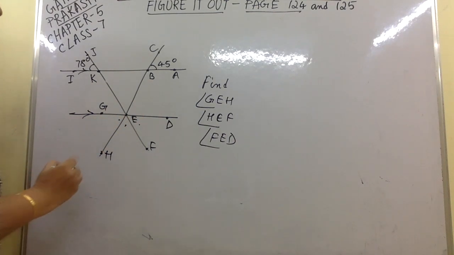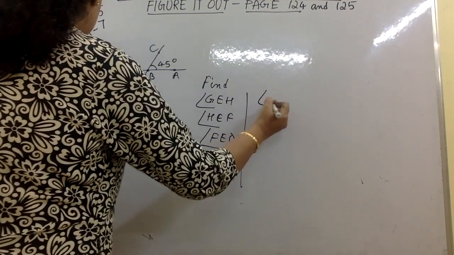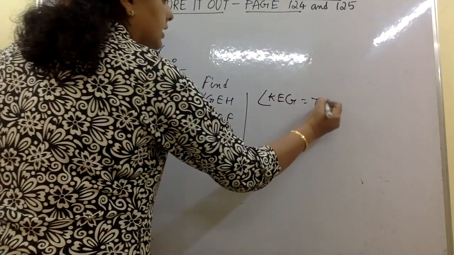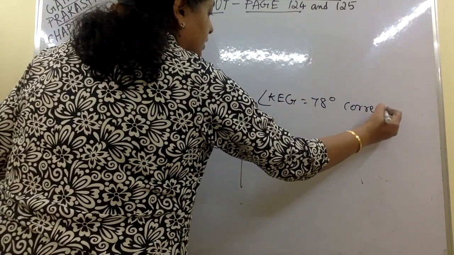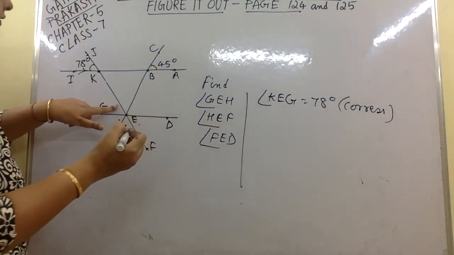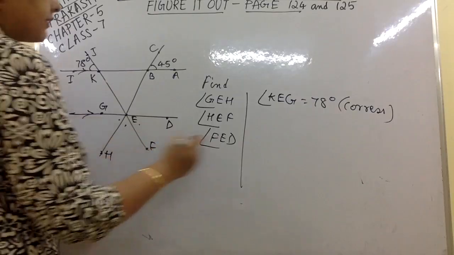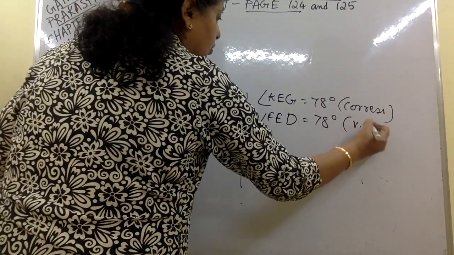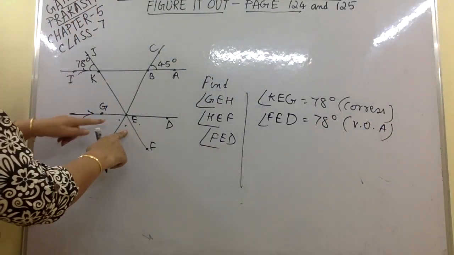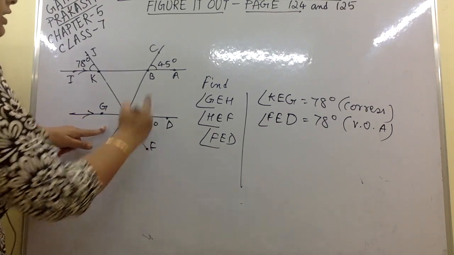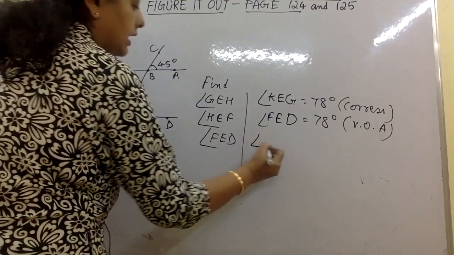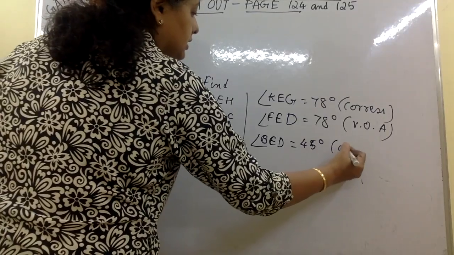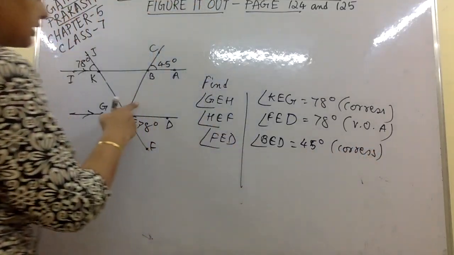So first, angle KEG, here this angle is equal to 78 degrees. Okay, corresponding angles. If this is 78, clearly vertically opposite, that is angle FED is equal to 78, VOA. Now we know this is 78 degrees. We should know angle BED. Angle BED is equal to 45 degrees. Again, corresponding.